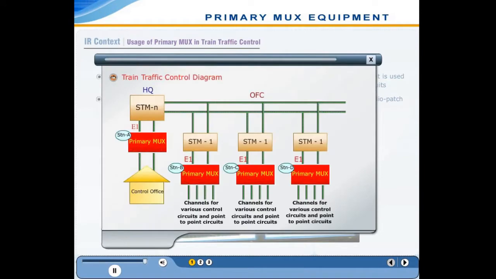Let us observe the train traffic control diagram shown on the screen.